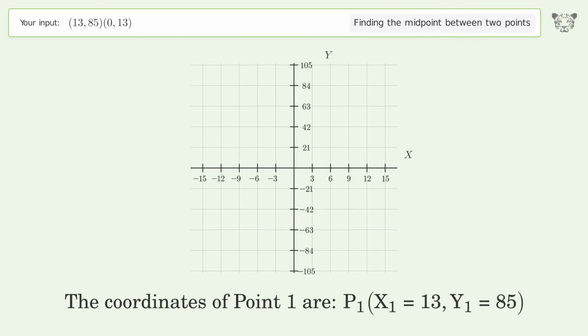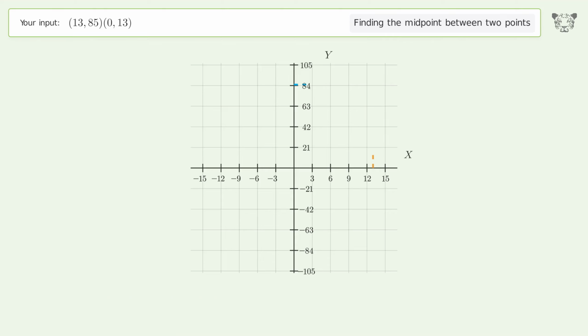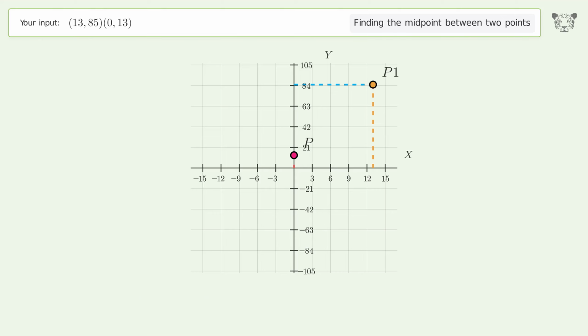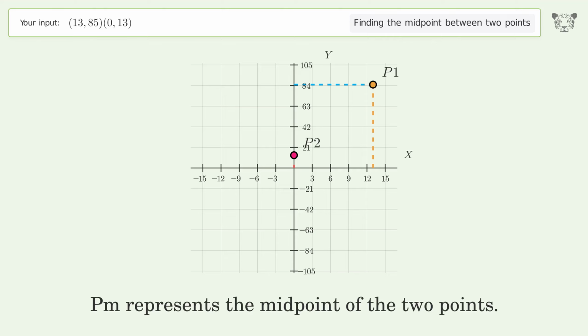The coordinates of point 1 are x1 equals 13, y1 equals 85. The coordinates of point 2 are x2 equals 0, y2 equals 13. PM represents the midpoint of the 2 points.